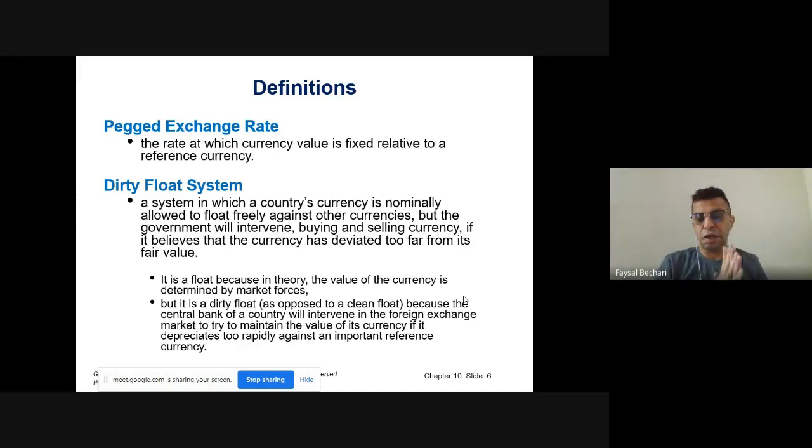So it is afloat because in theory, the value of the currency is determined by market forces. But it is a dirty float as opposed to a clean float because the central bank of a country, as we said, will intervene in the foreign exchange market to try to maintain the value of its currency if it is depreciating too rapidly against the important reference currencies.